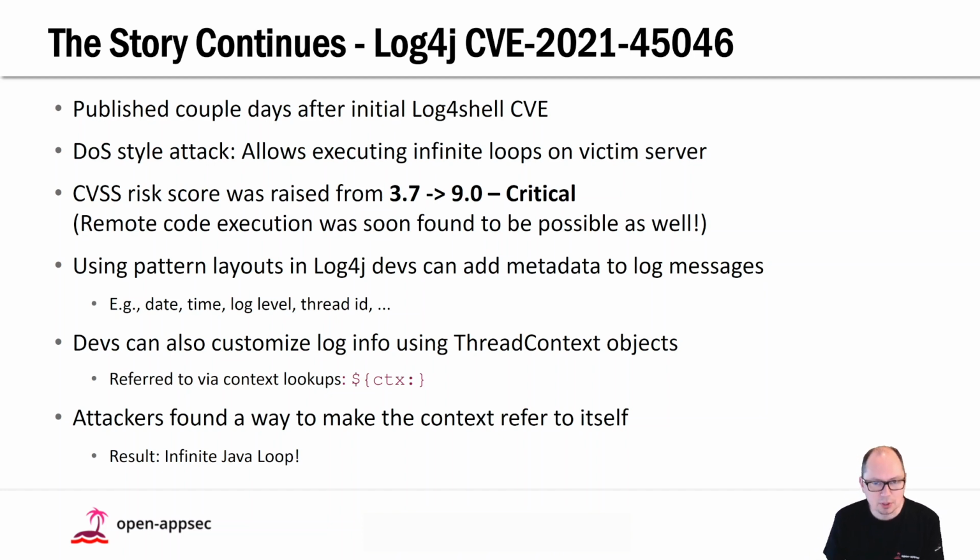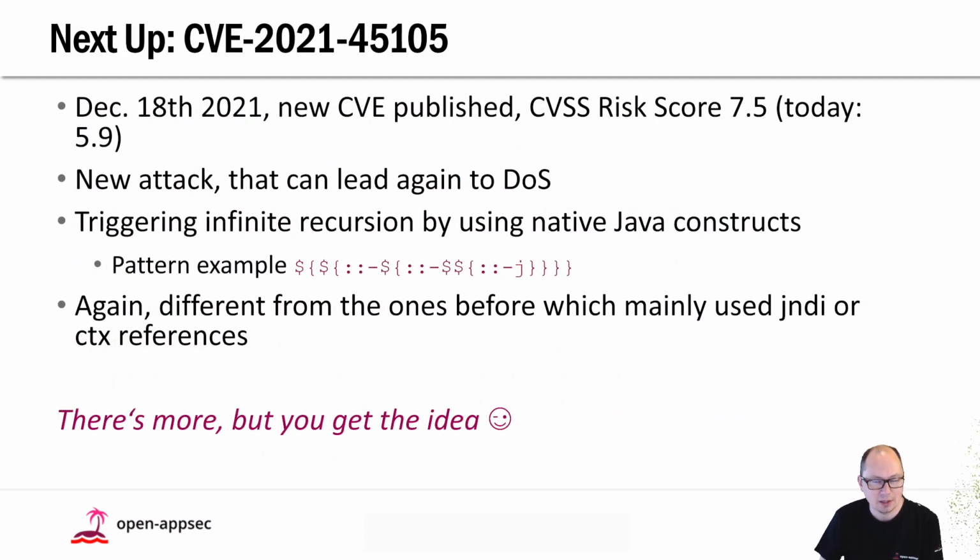Based on this, it was possible to actually create an infinite Java loop. So you have the context actually refer to itself. Whenever you see the context, it tries to look up the context, which is itself, and then it triggers another lookup of the context. And obviously, this is a nice way of doing a denial of service.